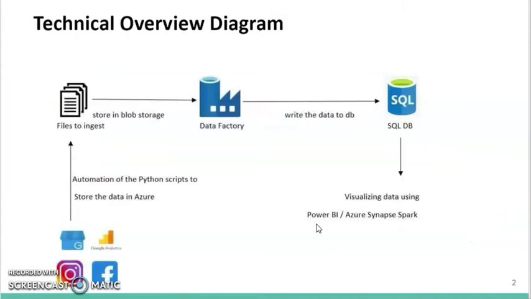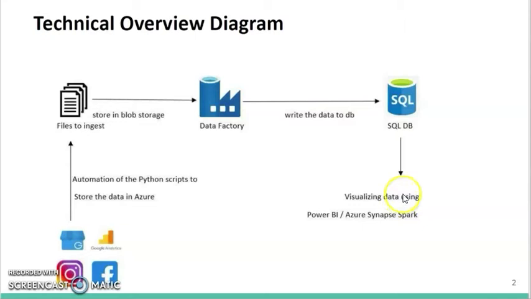So this is the technical overview diagram of the project, where we will be automating the Python scripts in order to store data in Azure Blob Storage, and the CSV files will be stored in Blob Storage. Those CSV files loaded in the Blob Storage will be consumed by the ETL pipeline implemented in Azure Data Factory, and the data will be loaded into the Azure SQL database, where this data can be visualized using Microsoft Power BI.